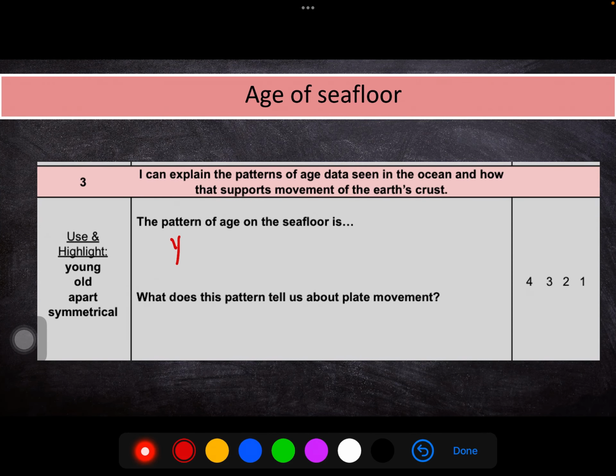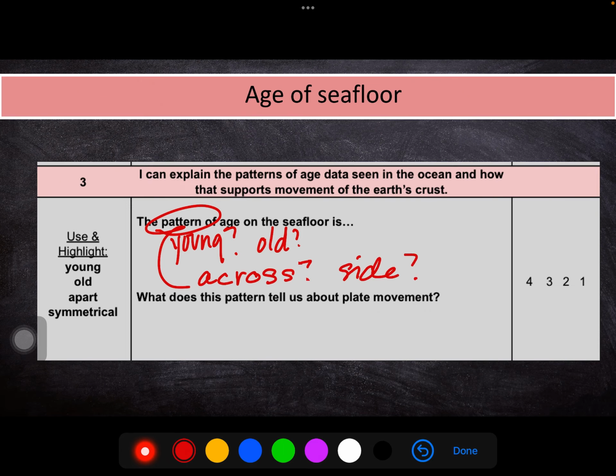So where do we see the youngest rocks? Where do we see the oldest rocks on the seafloor? And what is that pattern? What do we notice going across the oceans? What do we notice on either side? Again, you're giving a description here, not just bullet points. And then what do those patterns tell us about the movement of the seafloor? What's going on underneath the crust to actually move those tectonic plates?